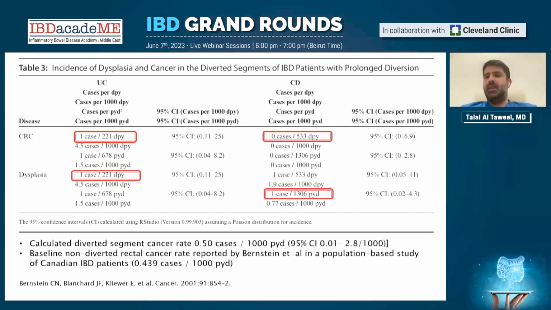So it wasn't really a very high incidence there in the diverted colon. And their calculation, when they calculated diverted segment cancer rate, was around 0.5 cases per 1,000 patient years of disease. And if you compare that to population-based data, I think a lot of work has been done by Charles Bernstein from Manitoba, looking at epidemiology of IBD. There's data published by Bernstein's team in Canadian IBD patients, and the non-diverted rectal cancer rate is 0.439. So it's very similar to the non-diverted cancer rates in IBD compared to the diverted rate.